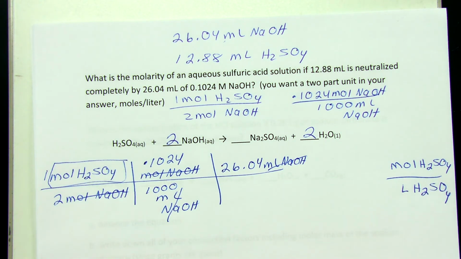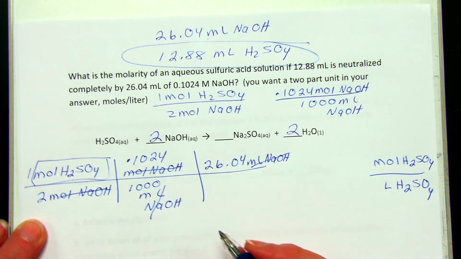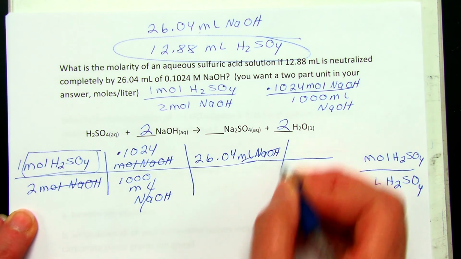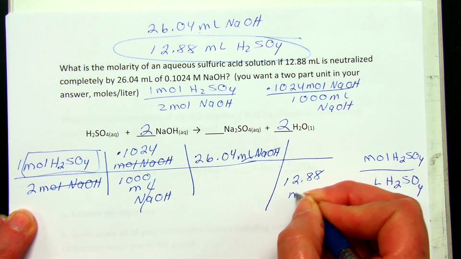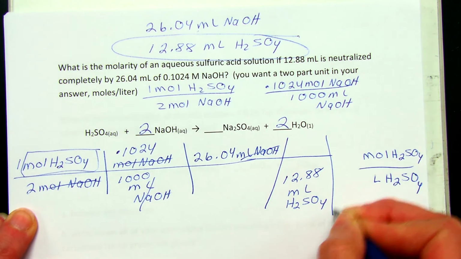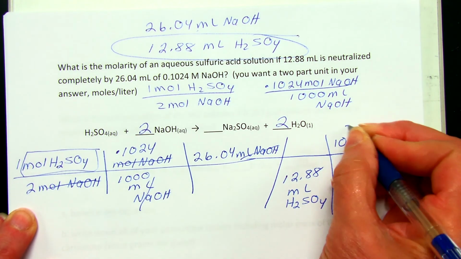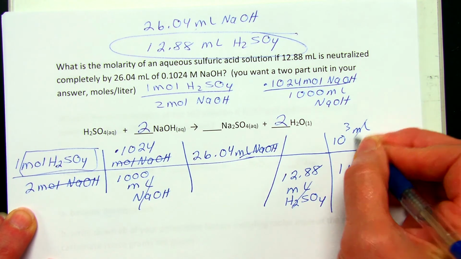Now at this point, the only thing I have left unit-wise is moles of sulfuric, which I want. But I need liters of sulfuric on the bottom, and I have not used this number yet. So I'll just stick it on the bottom. 12.88 milliliters of H2SO4, and now I can change that. 1,000 milliliters is 1 liter. So now I have the unit I want.